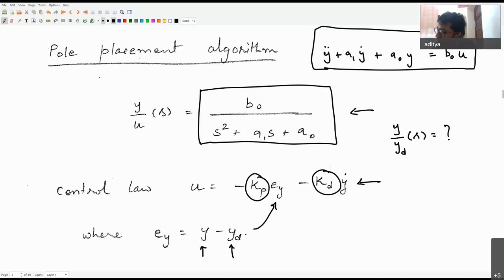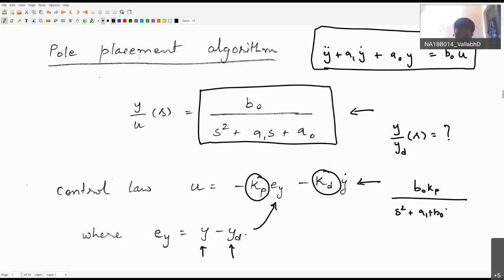Yeah. I'm getting b naught kp upon s square plus in bracket a1 plus b naught kd times s plus a naught plus b naught kp. Tell me again the denominator s square times. Instead of the a1, I'm getting a1 plus b naught kd. And instead of a naught, a naught plus b naught kp. This is what you're getting, am I right? Yes. Okay, perfect. That's quite right, actually.